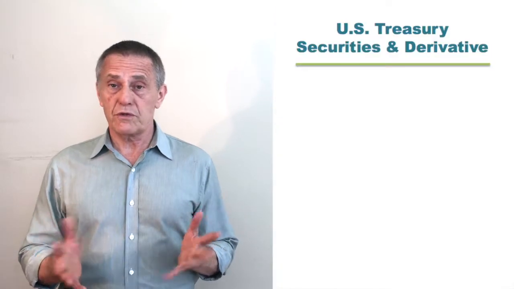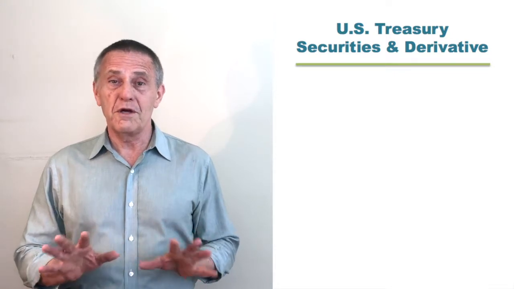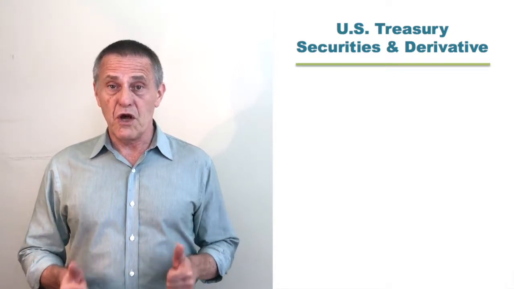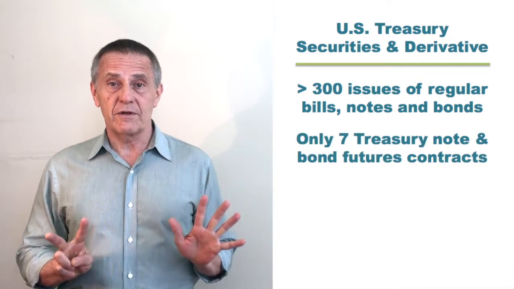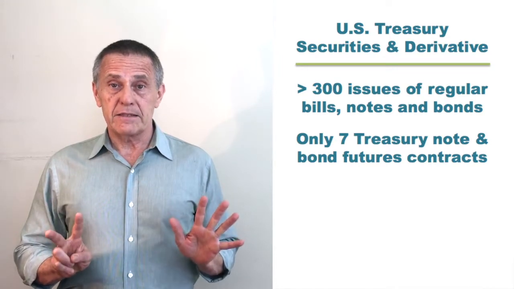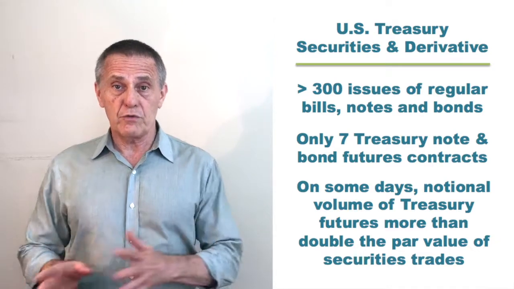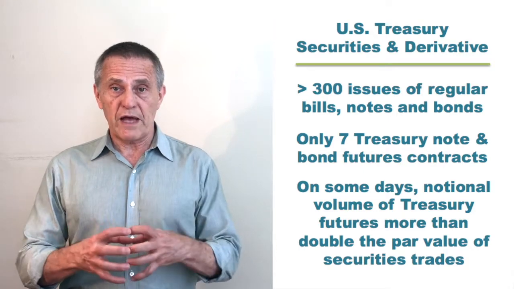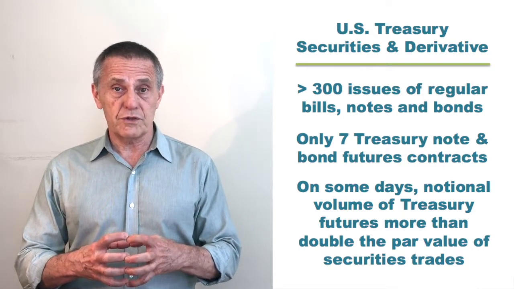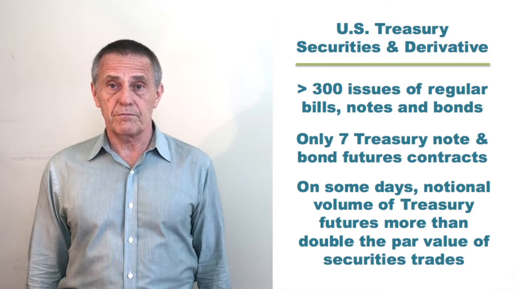Another market where the futures oftentimes move ahead would be Treasuries and Treasury futures. How many different Treasury securities are there? Well, if you look at just the issues of bills, bonds, and notes, north of 300. How many futures contracts are there? Only 7. And on many days, there is a greater volume of trading of Treasury futures by notional value than par value of Treasury securities actually traded. That smaller number of contracts allows for a greater concentration of resources, and that would explain why Treasury futures often move ahead of the actual Treasury index.